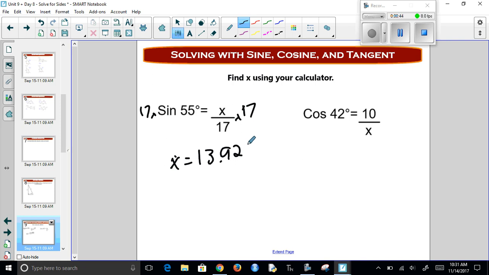13.9255, let's say 6. Now, if you did not get that answer, your calculator might be in the wrong mode. It needs to be put in degree mode, and talk to me if that is the case.